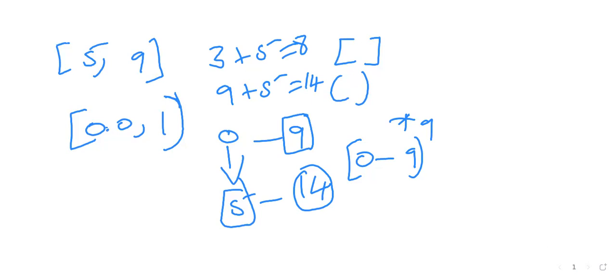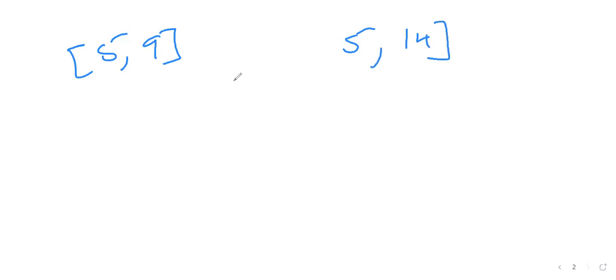Now let's ignore our 5 and 9 for now. Let me add them here. I mean 5 and 9, our input, and let's assume 5 and 14 was our input. But we will come back to this 5 and 9. So what is the solution to this?